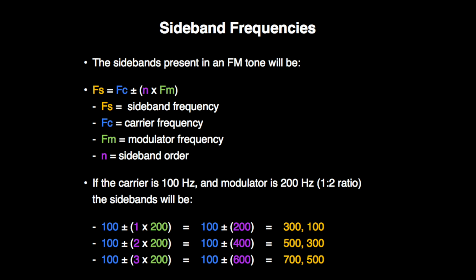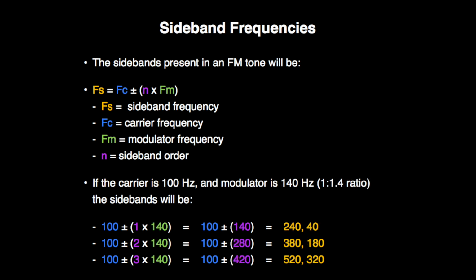All right, let's find our next two. 100 plus or minus 2 times 200, which is 100 plus or minus 400. Well, 100 plus 400 is 500. 100 minus 400 is negative 300, but for our purposes, that's just 300. And then the next one, 100 plus or minus 3 times 200 is 100 plus or minus 600, so that's going to be 700 and 500. And we would keep going. We could do sideband order 4, sideband order 5, 6, 7, 8, 9, 10, etc. But you can already see right now we're getting harmonics of 100, 300, 500, 700. So this 1 to 2 ratio is only generating odd-numbered harmonics. So we'd end up with a timbre that's kind of in the same sound world as a triangle wave or a square wave. Now let's look at an inharmonic example.